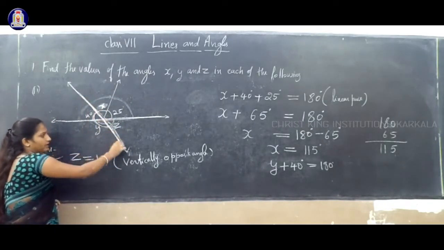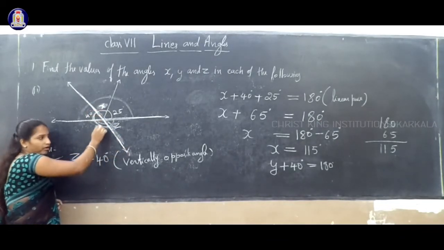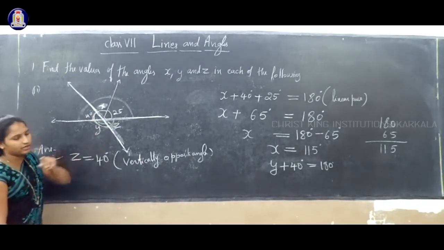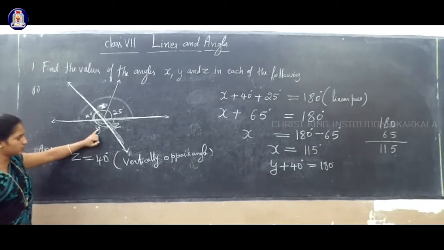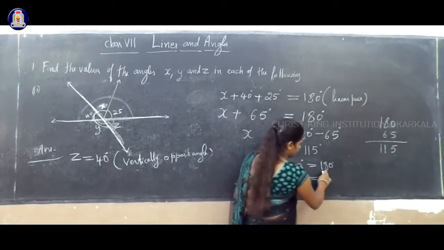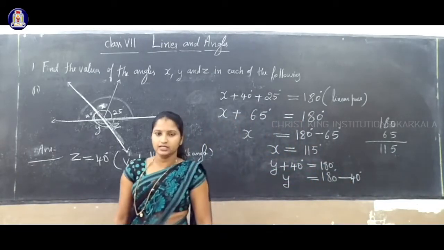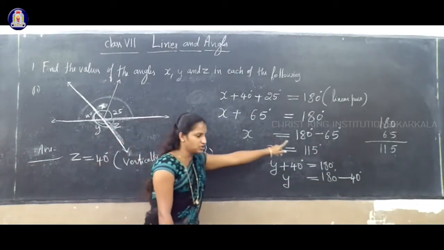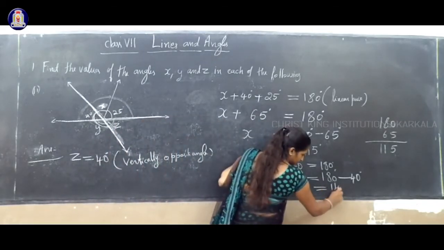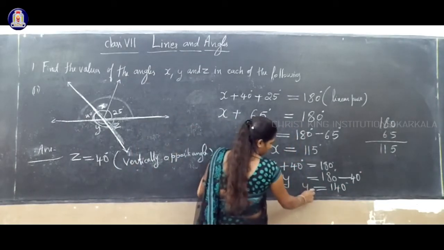So now I will consider this straight line. In this we will get two angles, right? One is 40 degree and another one is y. So 40 degree plus y is equal to 180 degree. So what is y? Find y. Y is equal to 180 degree minus 40 degree, correct? Plus 40 will go to the other side and the plus sign will change into minus. So 180 degree minus 40 degree, the answer is 140 degree. Is it correct? Yes.